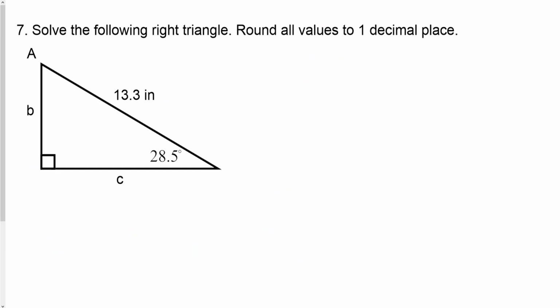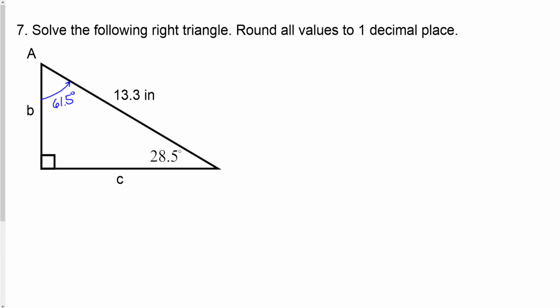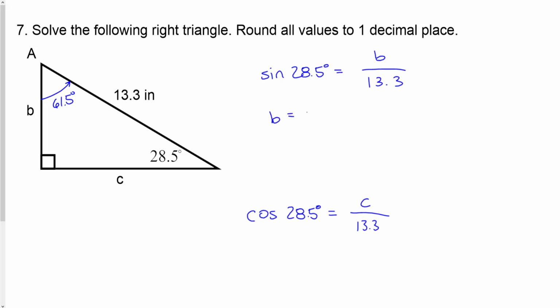Number 7. Solve the following right triangle, round all values to one decimal place. All right, now in this one, we can use 90 minus 28.5 to find the remaining angle, because I'm calculating based off of a known value that was given originally. So 61.5. Now to solve for B and C, I think what I can do is just rely on sine and cosine. So if I did the sine of my known angle, 28.5 degrees, that's the opposite side, which is B, over my hypotenuse. And then if I did cosine of 28.5 degrees, that would be the adjacent side, which is C, over 13.3. So basically, B will be found as 13.3 sine 28.5 degrees.